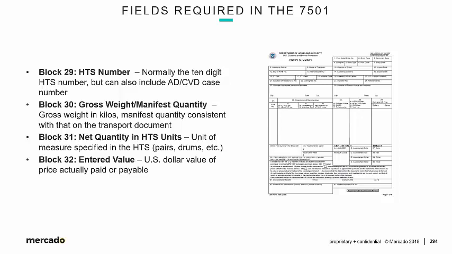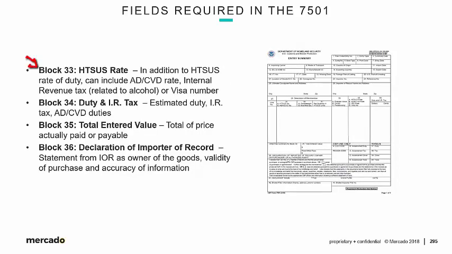Block 32, related to valuation, is the entered value of the goods, the US dollar value of the price actually paid or payable. That's where that goes. C&V, classification and valuation. The results of those exercises go right into the 7501. Block 33, the HTS US rate, the rate of duty. That ad valorem rate that we've talked about.